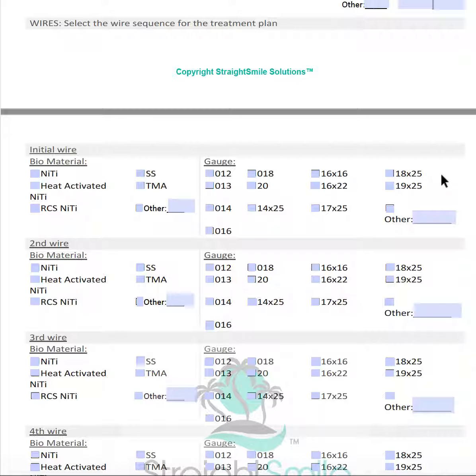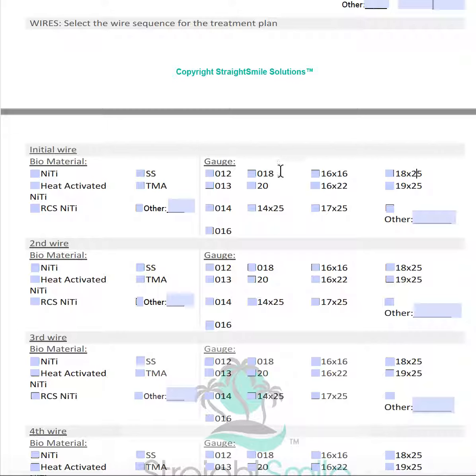Sometimes it's going to be an 18 9 tie for first wire. So second wire is usually going to be an 18 9 tie. Third wire is usually going to be a 1725 9 tie, and fourth wire is going to be either an 18 or a 1925 9 tie.